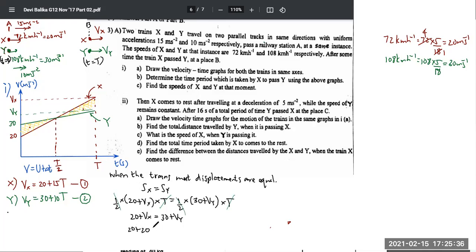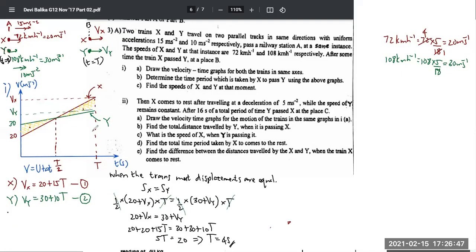20 plus 15t equals 30 plus 10t. Okay, so 5t, how did 5t come? 15t minus 10t, and here we have 60 and 40, 20. And the final answer: t is equal to 4 seconds.